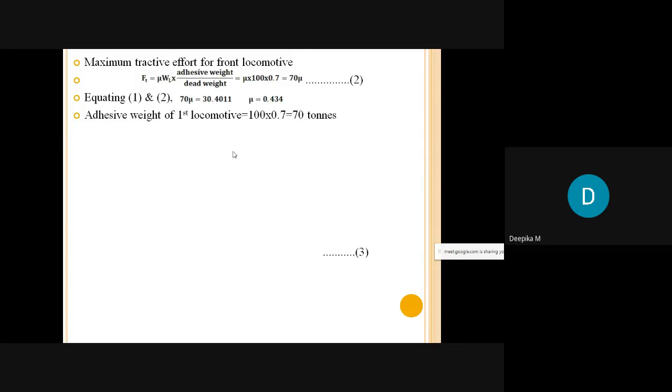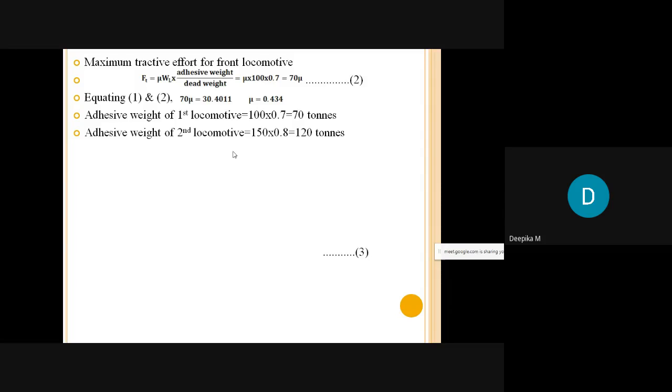Assume an adhesive weight of locomotive is 70% of the total dead weight. So what is the dead weight of the locomotive, which is nothing but 100 ton. So therefore the adhesive weight is 70% of that, hence it is 100 into 0.7, which is nothing but 70 tons.